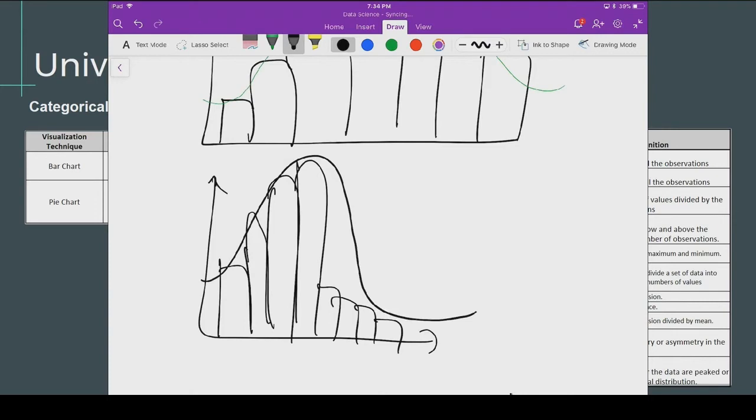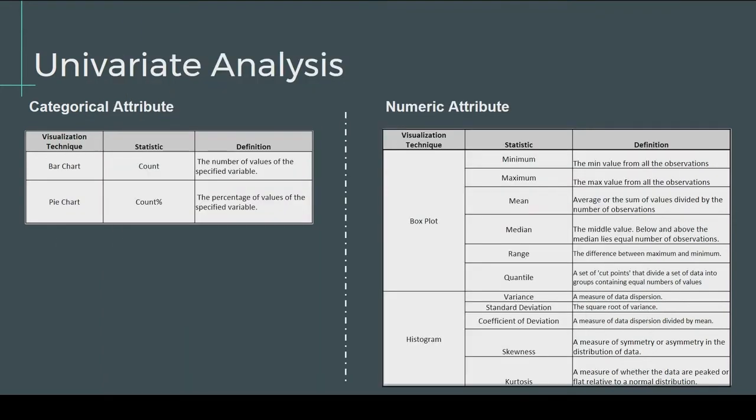So coming back to the crux of the topic, we've looked into basic numbers like minimum, maximum, mean, median, range, and quantile using the box plot.